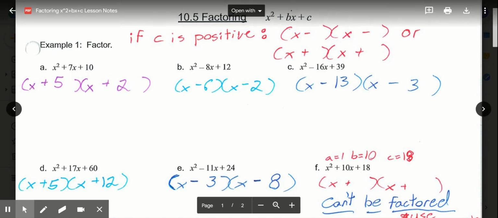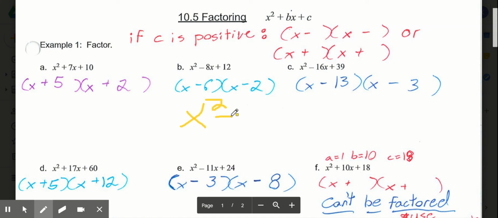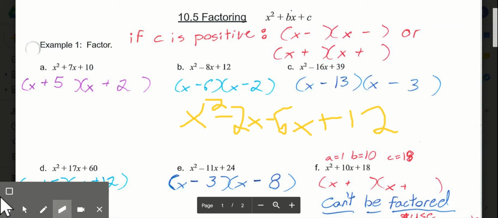That way, when we FOIL it, first we would have our x squared. Outer, we would have minus 2x. Inner, we'd have minus 6x. And last, we'd have plus 12. So then in the middle, if we combine like terms, negative 2x and negative 6x gives us our negative 8x.